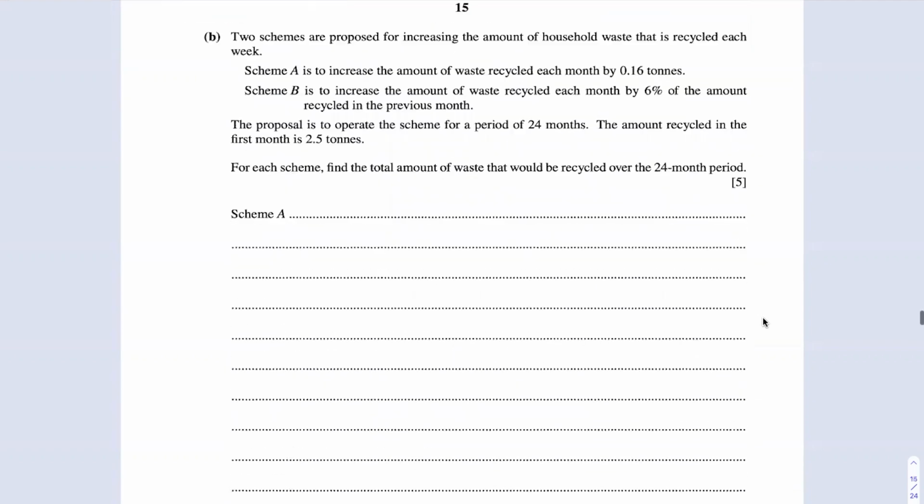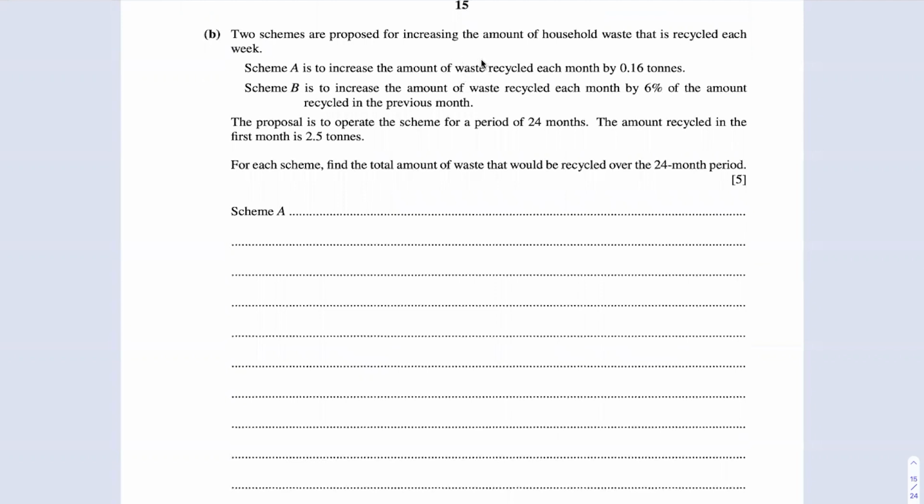In part B, there are two schemes for increasing the amount of household waste that is recycled each week. Scheme A is to increase the amount of waste recycled each month by 0.16 tons. Now we know if the increase is constant, it is an arithmetic progression where the common difference is 0.16. The total time, or the value of n in this case, is 24. And in the first month, the value of a is 2.5.